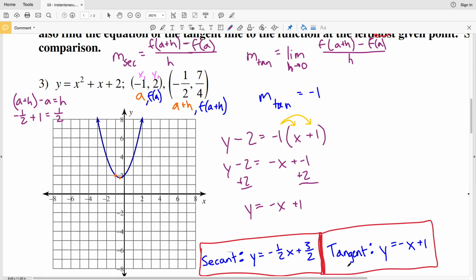And so you can see each of these, I'll go ahead and graph. So our secant line, remember, is the line that intersects the given points, which was (-1, 2) and (-1/2, 7/4). And the equation for my tangent line was the line that intersected my point where x is equal to a, which is -1, and it intersects only at that point. So there you can see my secant line and my tangent line graphed. Let's move on to the last problem, number 4.